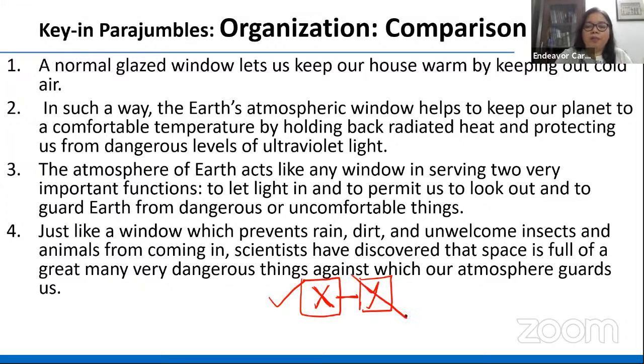So Y is not significant. Remember that. The compared thing is not the significant thing. The thing that we are talking about is more important. Correct? The comparison is only meant for you to understand it. So that's one thing. That means that here, let's do this together.